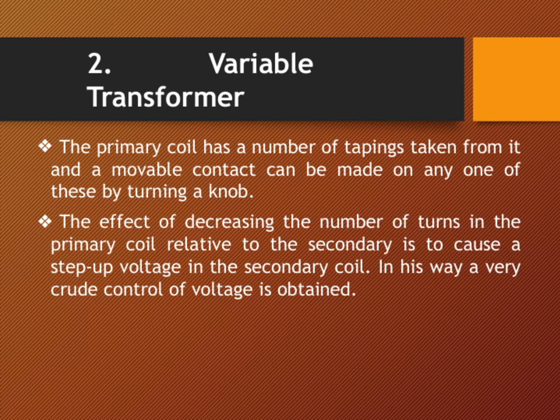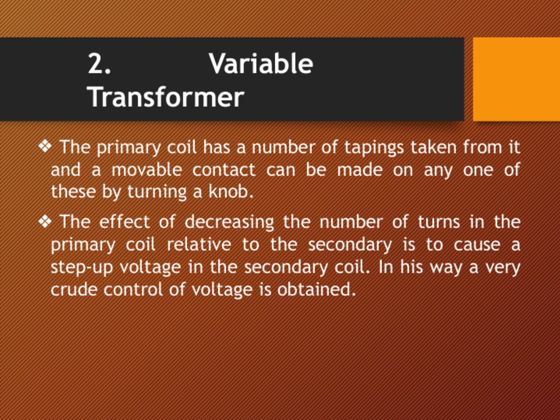Now let's take a closer look at the primary coil. It has a number of tapings taken from it, which means we can draw multiple connection points along its length. By turning a knob, we can make a movable contact touch any one of these tapings. This setup allows us to select different points on the coil, effectively changing the number of turns in the circuit.